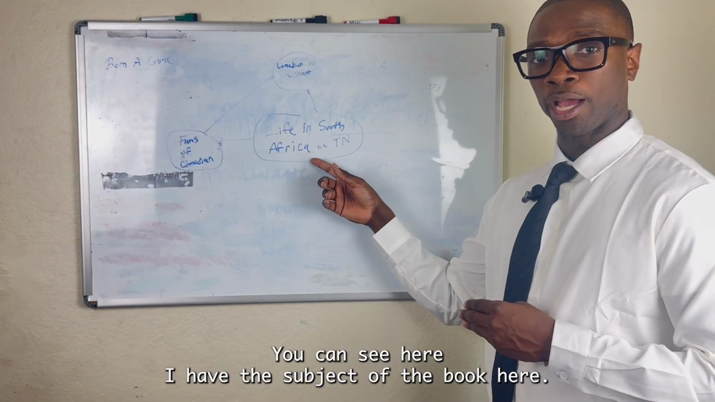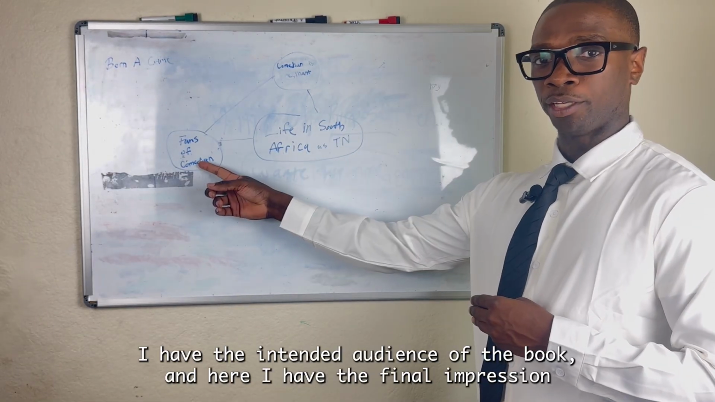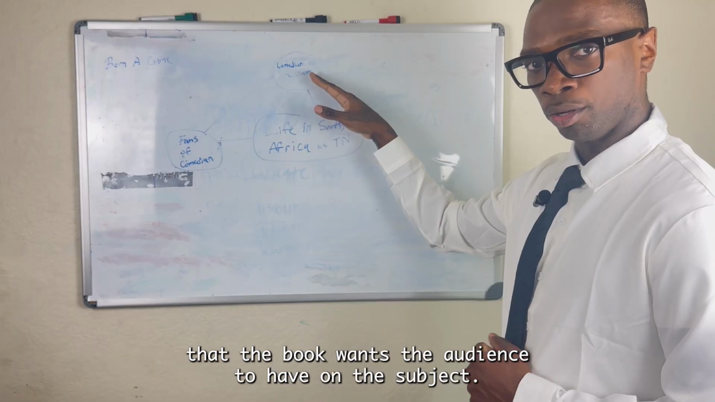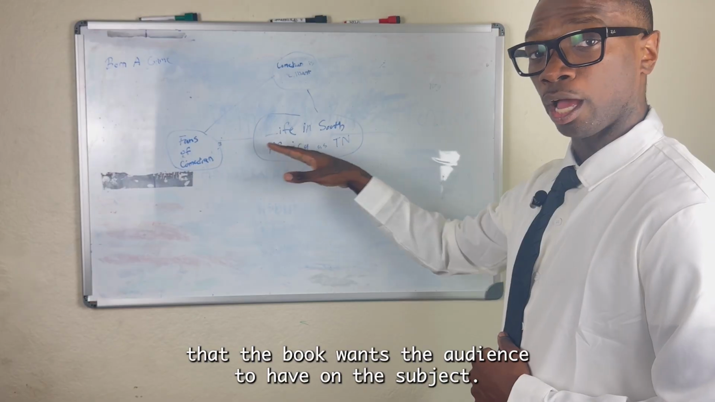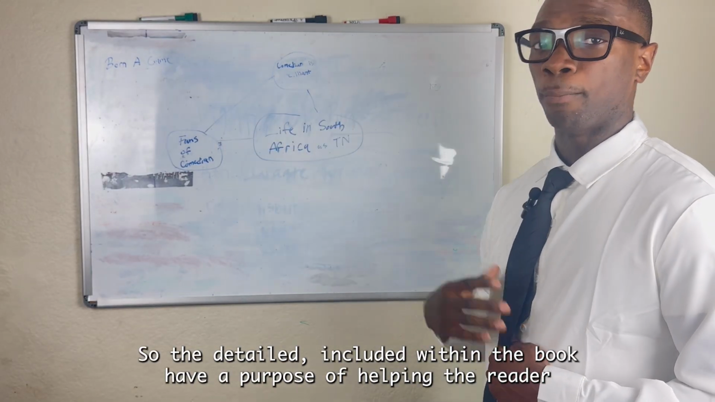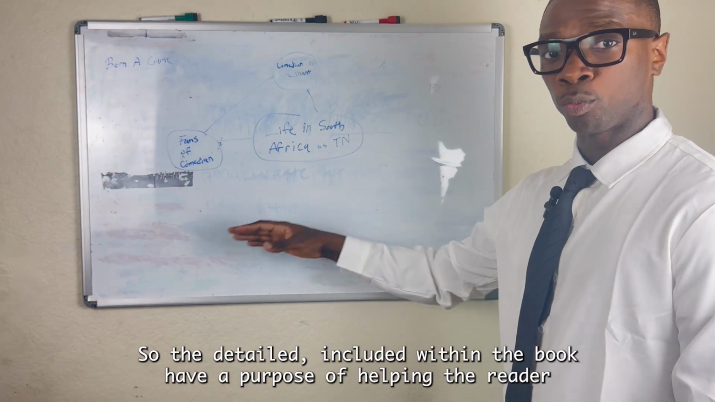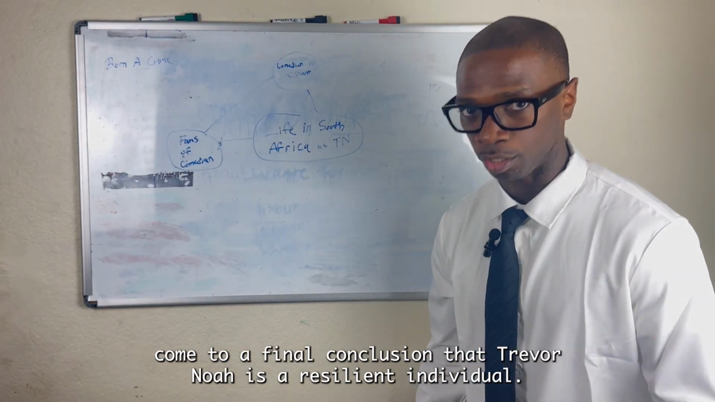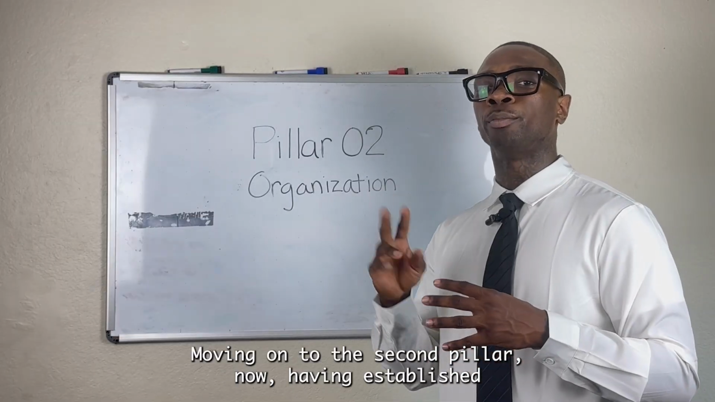You can see here I have the subject of the book. Here I have the intended audience of the book. And here I have the final impression that the book wants the audience to have on the subject. So the details included within the book have a purpose of helping the reader come to a final conclusion that Trevor Noah is a resilient individual. Moving on to the second pillar.